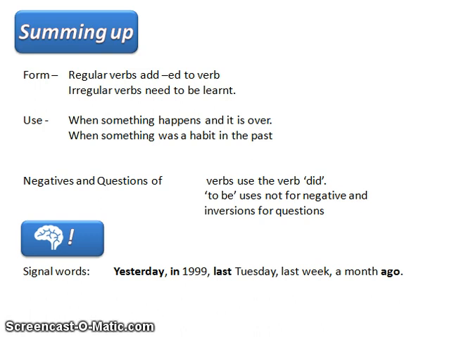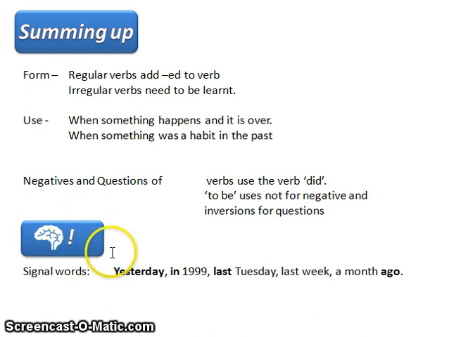So, summing up about the past simple tense. The form of the verb is simple. We simply add ed to the verb. Irregular verbs need to be learned. Remember, it is the second column that is the past simple. When do we use the past simple? We use it when something happens and it is now over, or when something was a habit in the past. How do we make the negatives and questions of the past simple? Easy. We use the help of the verb to do in the past tense. So the verbs use the verb did. The verb to be is always different, so it uses not for the negative and inversions for questions.